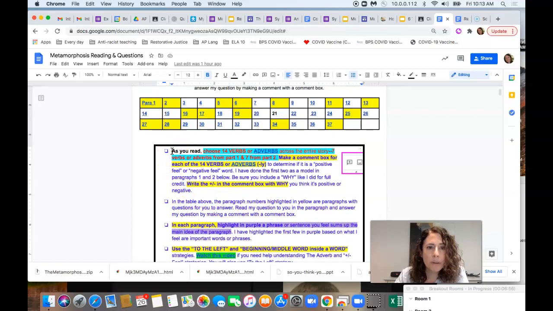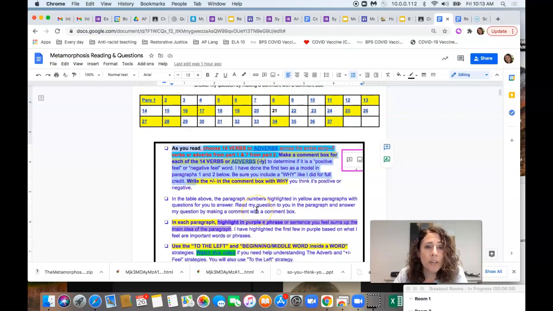So the first thing that you're going to do when you're reading is note right here, let's go to this box. As you read, you're going to choose a total of 14 verbs or adverbs, so the action words and then the ly words that describe the action. Seven in part 1 of the story and 7 in part 2. You can do this as you read, or you can go back after you read to do it.